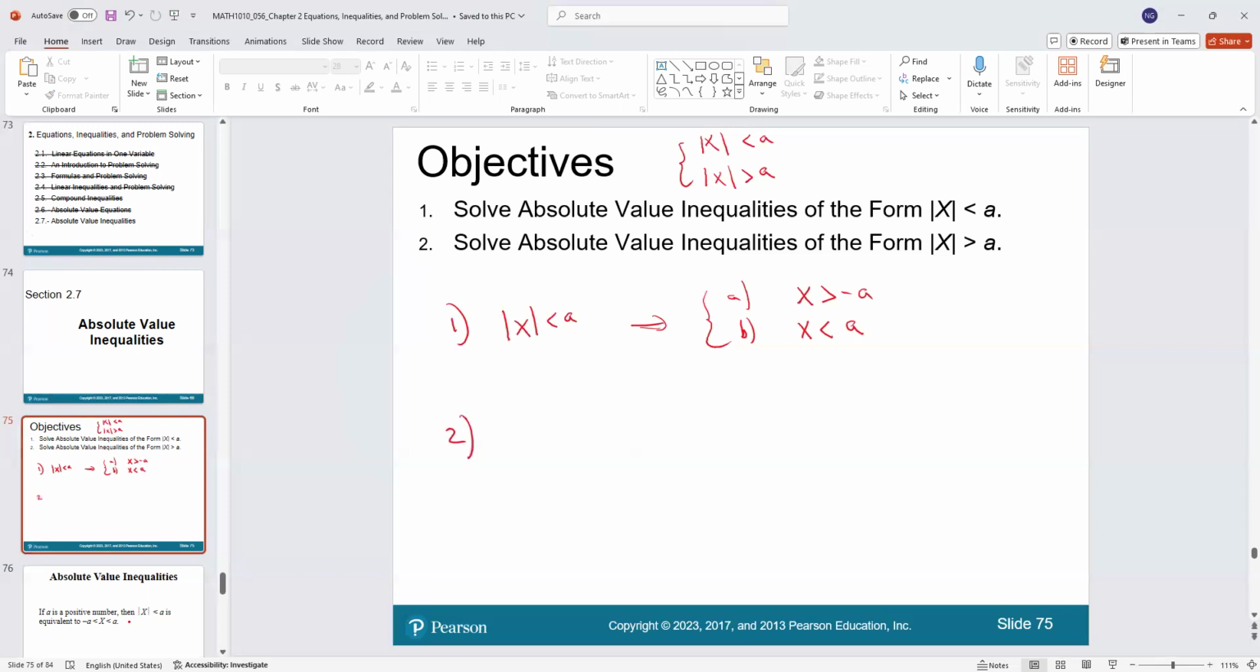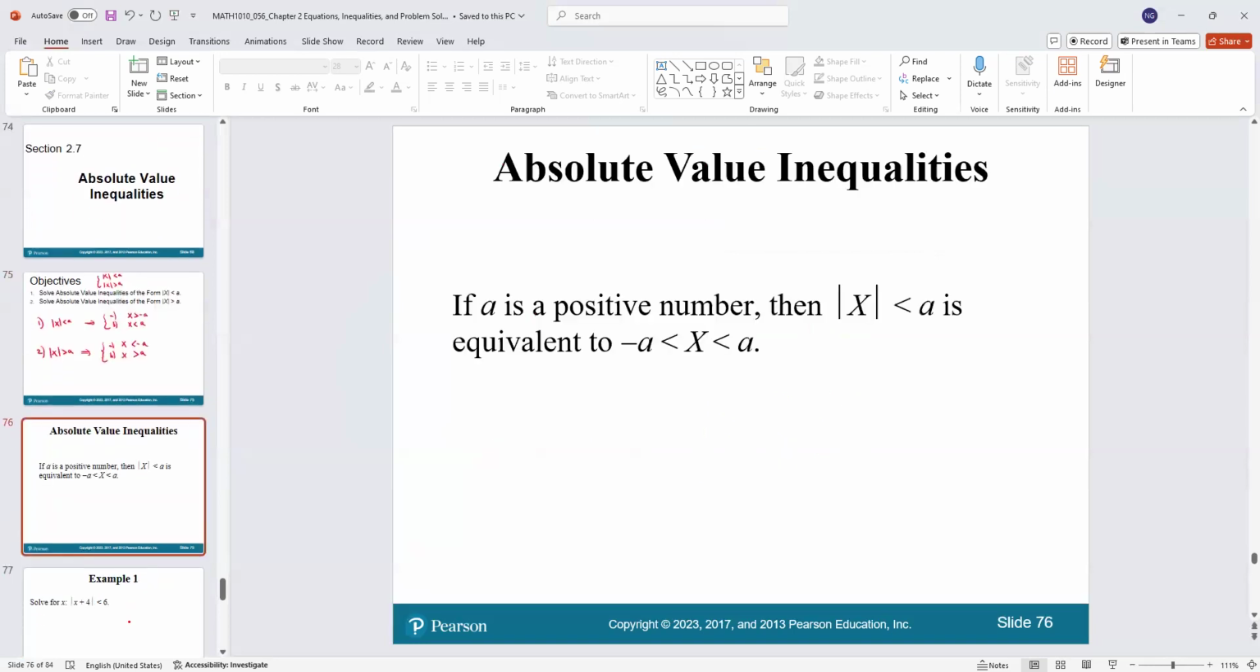In the second objective, where we solve absolute value inequalities in the form absolute value of x greater than a, it's also going to give us two inequalities. The first is where x would be less than negative a, and the second, x would be greater than a. So we're going to have these two. We can come back at any time if you feel uncomfortable. If you forget, come back to the slides and see what the properties are.